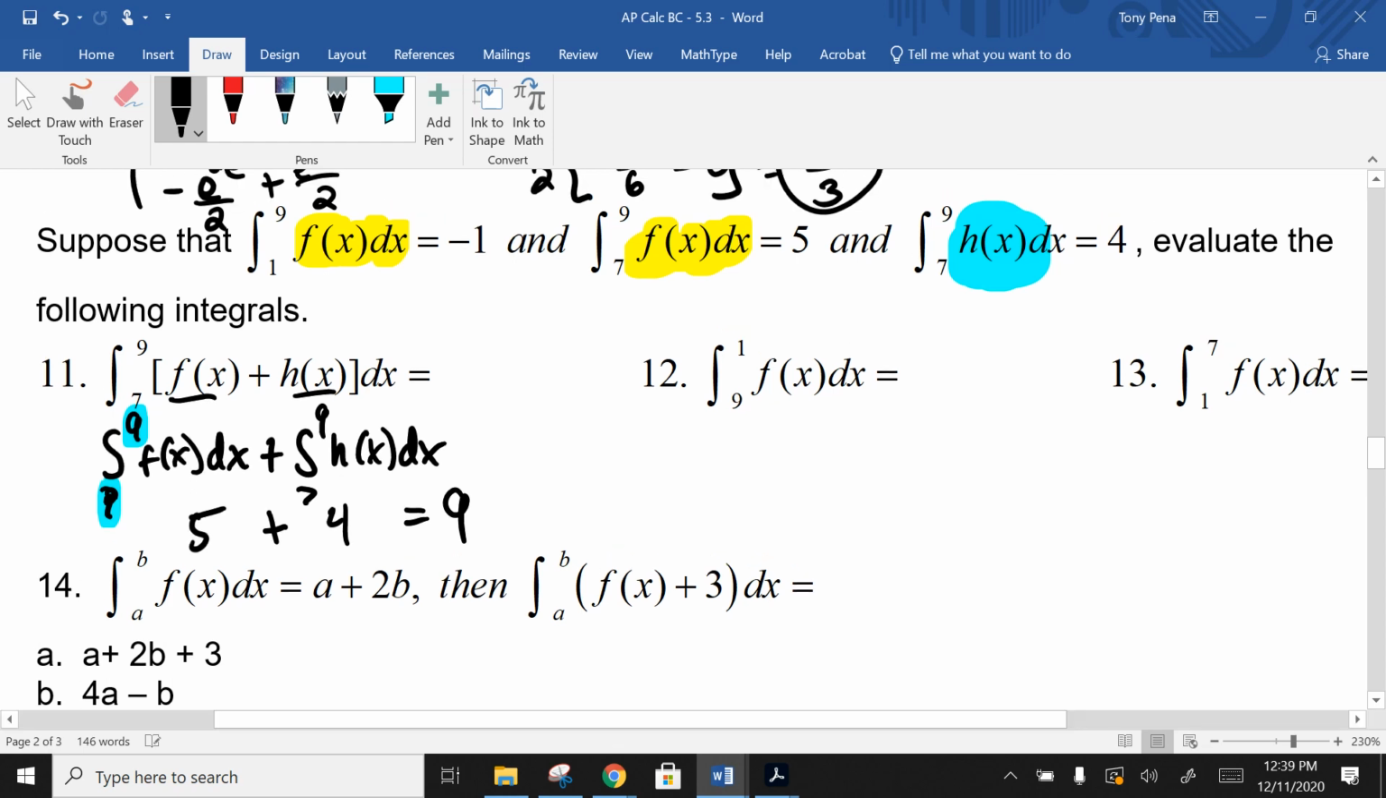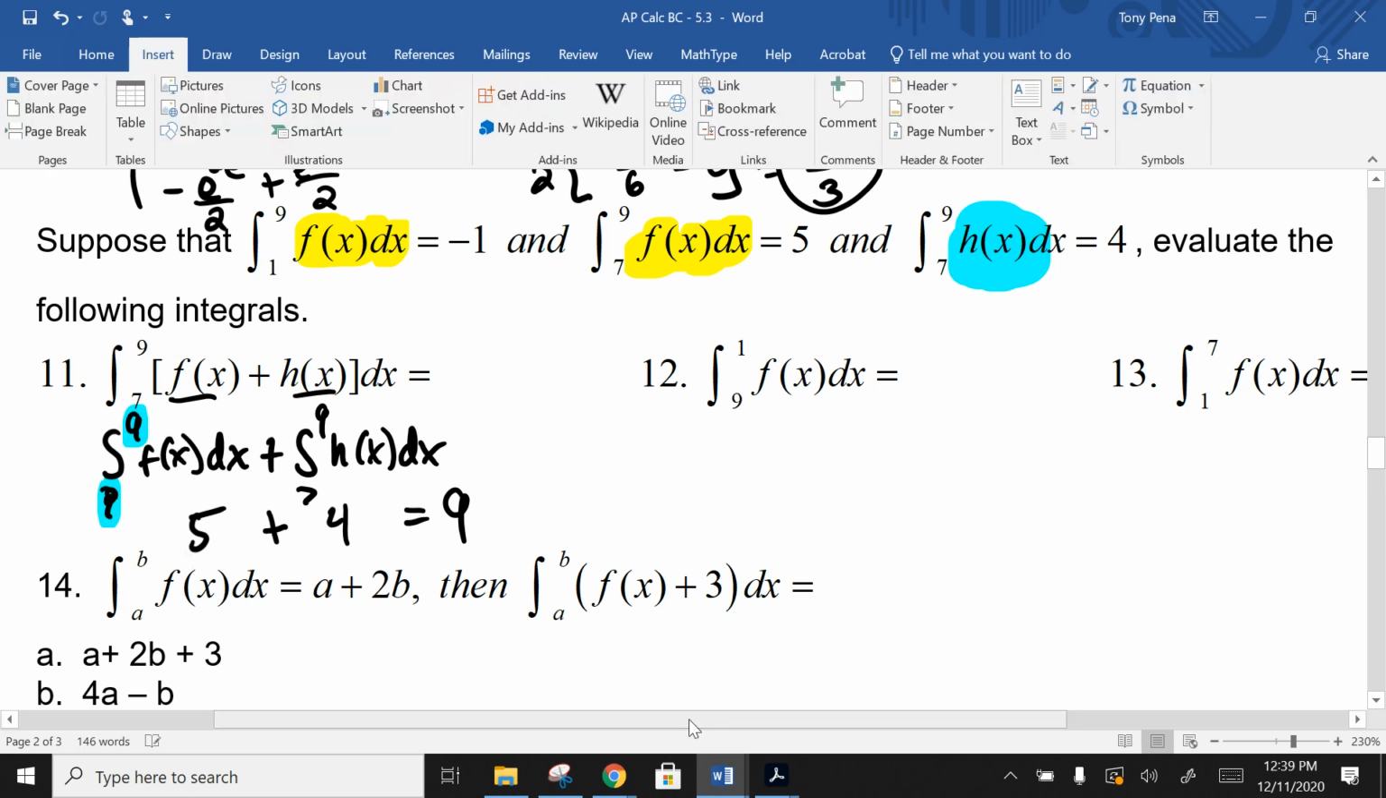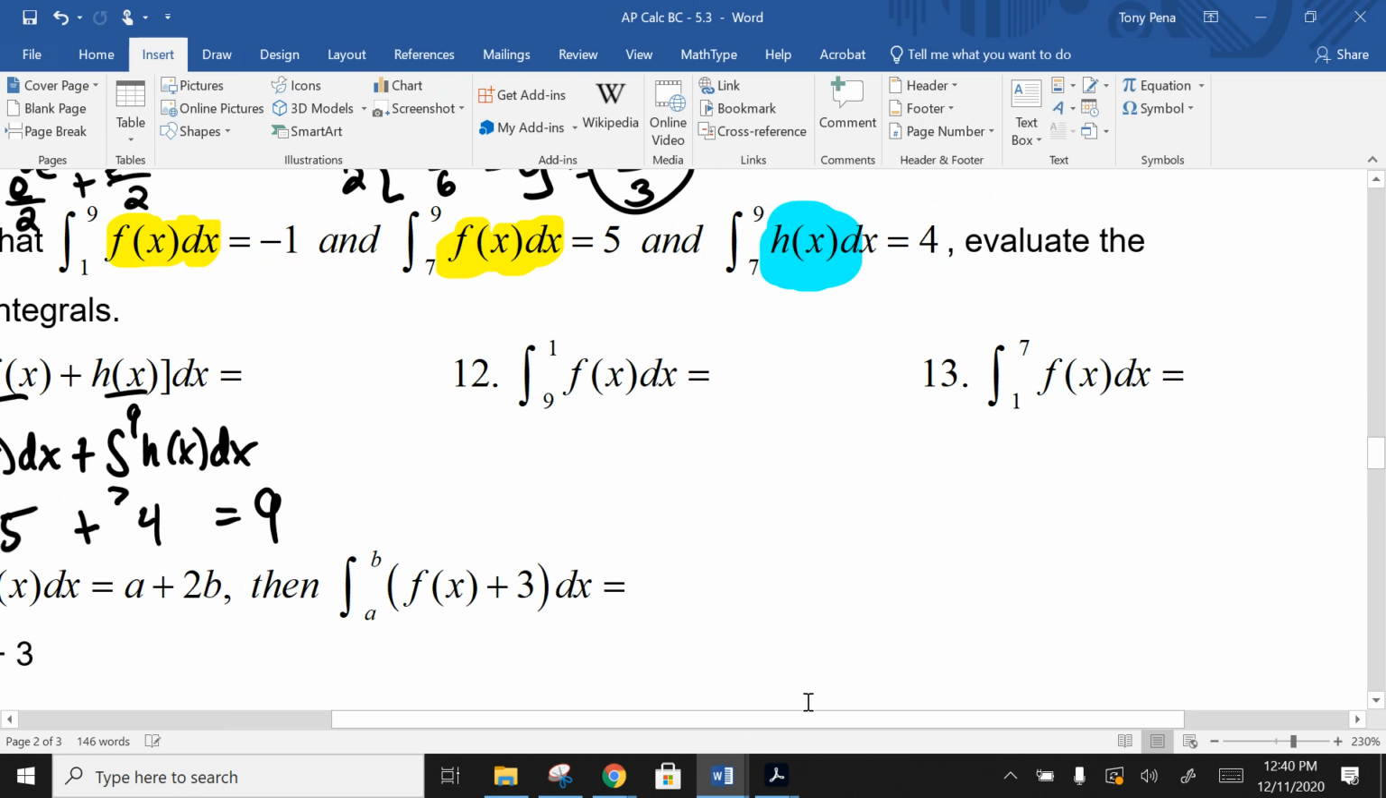Answer 12. See what you think for 12. 12 makes you think. Briefly, and then that should be pretty quick. If you're feeling pretty good, try number 13. 13 should also make you think a little bit. Brain teaser a little bit, but not too bad.